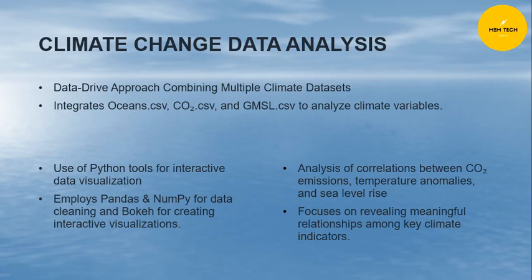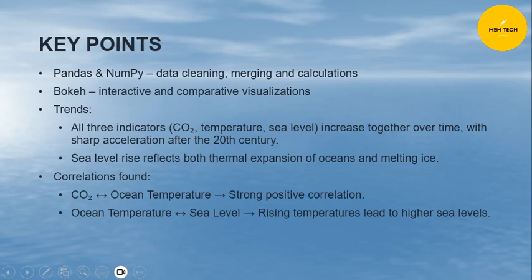It was a climate change data analysis, so I used Python with pandas, NumPy, and Bokeh, and the analysis related CO2 emissions to temperature anomalies and sea level rises. We'll review some consequences of these relationships. What I used mostly with pandas and NumPy is cleaning, merging, and doing calculations on the data, and Bokeh for the interactive and comparative visualizations.